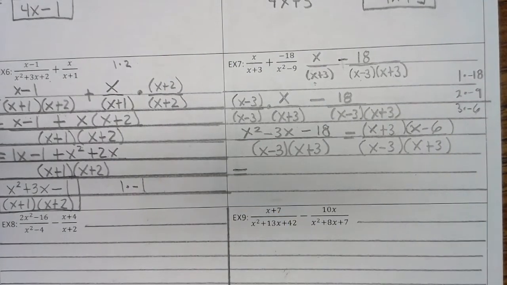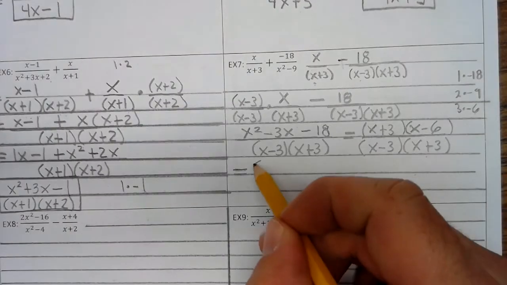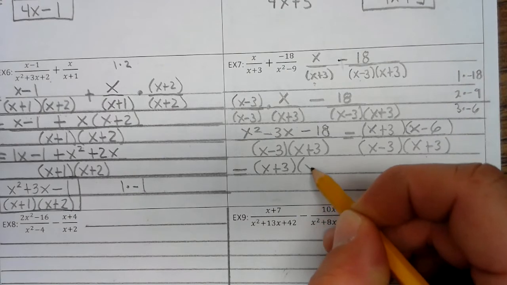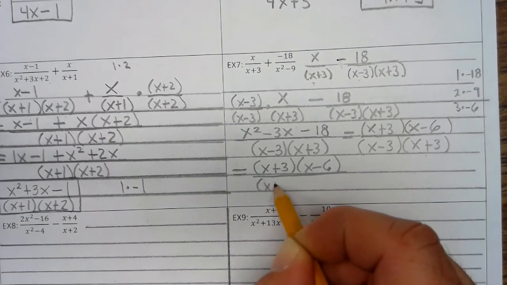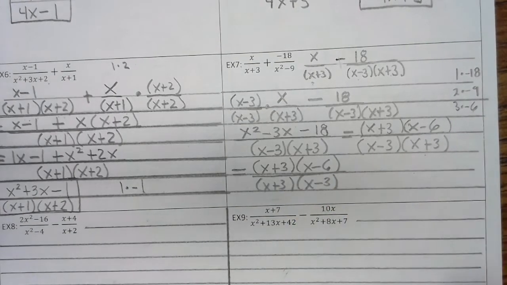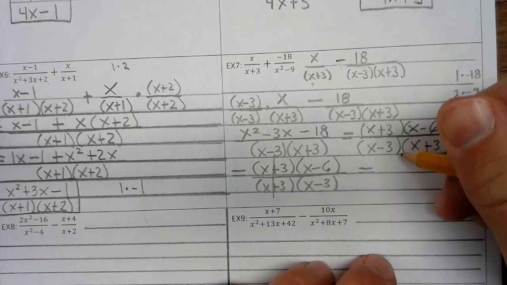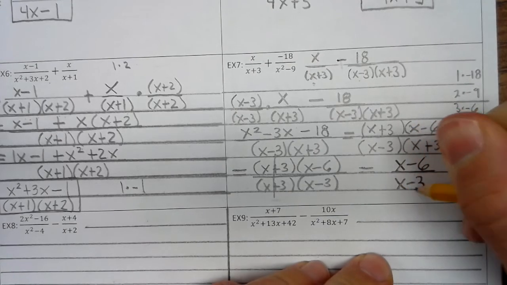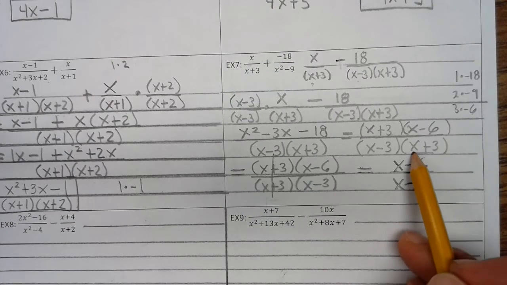Now, you can see that this divided by this is 1, but I like to rewrite it so it's easier to see: (x + 3)(x - 6). With it written that way, it's easier to see that this divided by itself is 1. So you're left with (x - 6) divided by (x - 3). And that's what we call dividing out common factors.